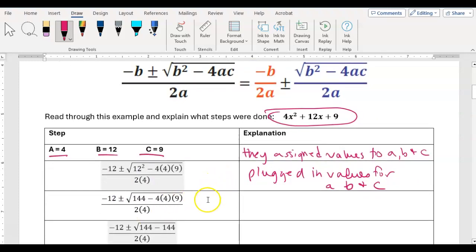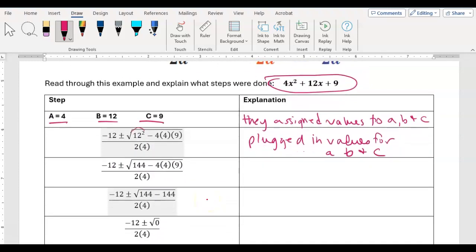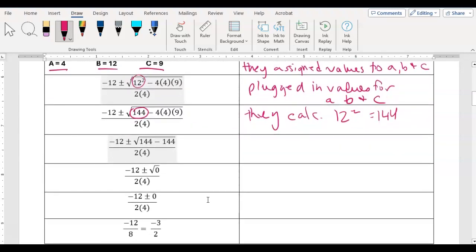All right, so in the next step, what did they do? Well, now 12 squared has gone to 144. So they calculated 12 squared equals 144. Okay, let's see what else they did. In the next step now, we have minus 144, so they multiplied 4 times 4 times 9. Now notice that negative is very important, so be really careful with your signs with this. Remember, the sign belongs to the number it is in front of, okay?